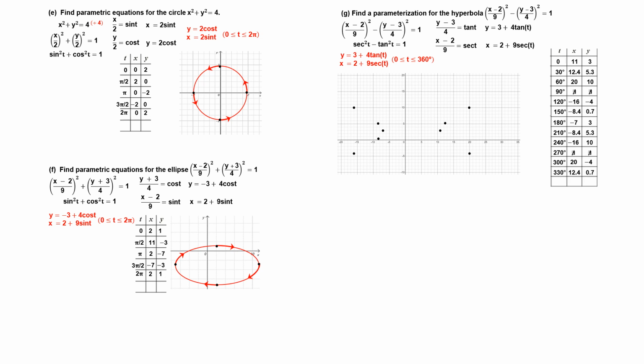As t progresses from 0 to 360 degrees, the point on the curve in the right-hand branch travels along the hyperbola in the clockwise direction, while the point on the curve in the left-hand branch travels along the hyperbola in the counterclockwise direction.